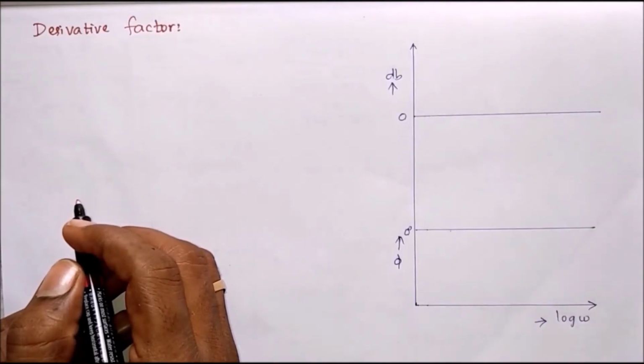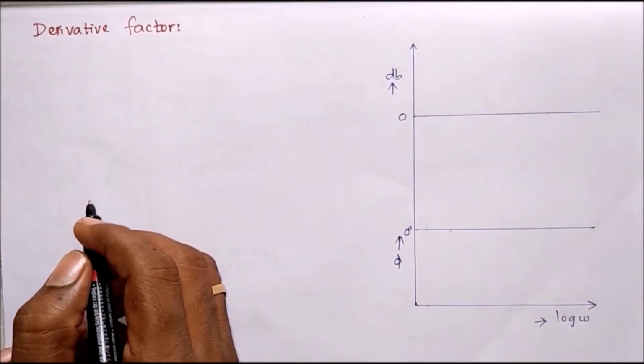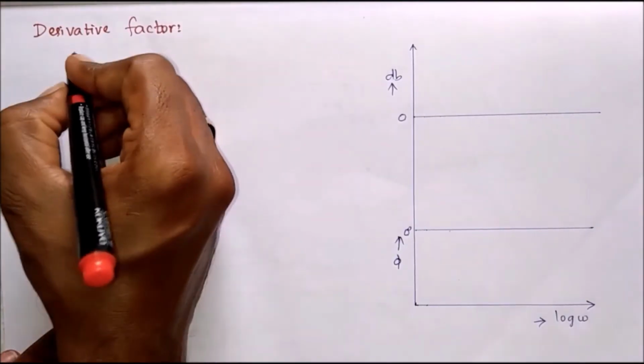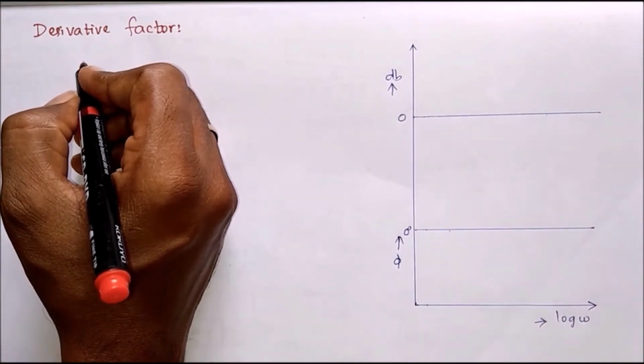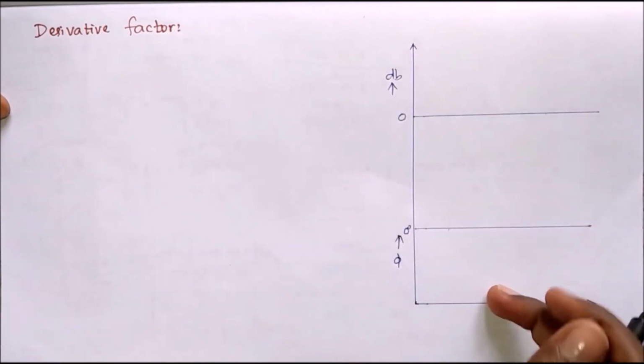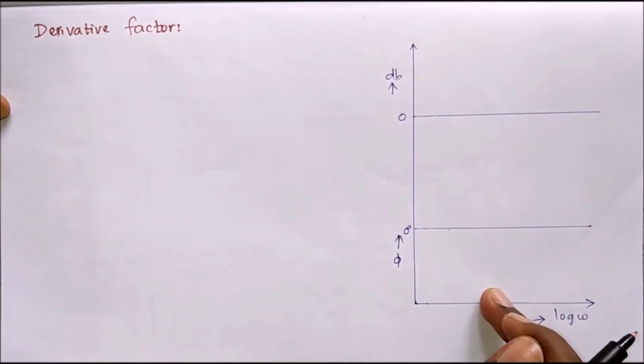We are going to draw the structure of the Bode magnitude and phase plot for the derivative factor. If the open loop transfer function contains a derivative factor, what will be the structure of the Bode magnitude and phase plot? That we are going to see in this video.